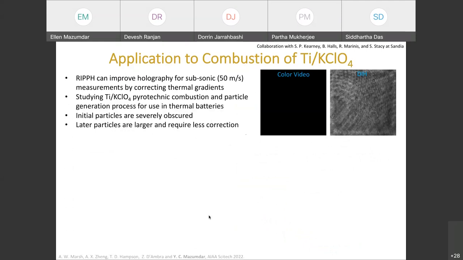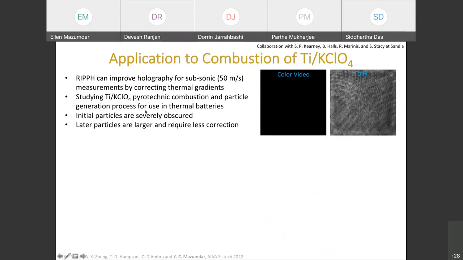So the last application I'm going to talk about is actually something that we've been working on recently. We originally did not intend to create any of our techniques for this application. It turns out, though, that shockwaves are not the only types of things that will create issues with holograms. Thermal gradients do a really good job of making holography hard as well.